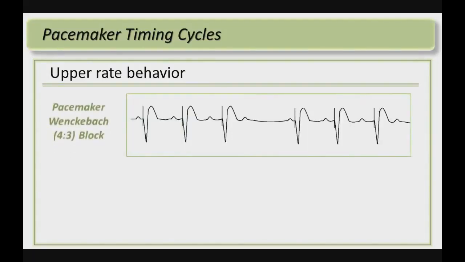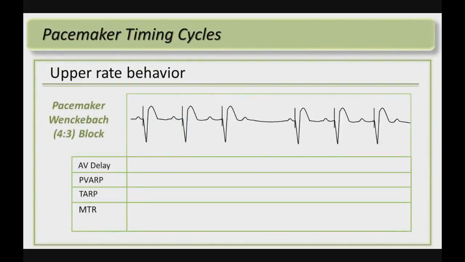Here's an example of a 4-to-3 pacemaker Wenckebach block. Notice the gradual lengthening of the AV delay until the QRS is eventually dropped, just like a real second-degree AV block type 1 Wenckebach block. Let's take a closer look at what's going on with these timers during this rhythm strip. First, we see an intrinsic P wave. The P wave is sensed, and so we start an AV delay. The AV delay times out, and we pace in the ventricle, which starts our ventricular timers.